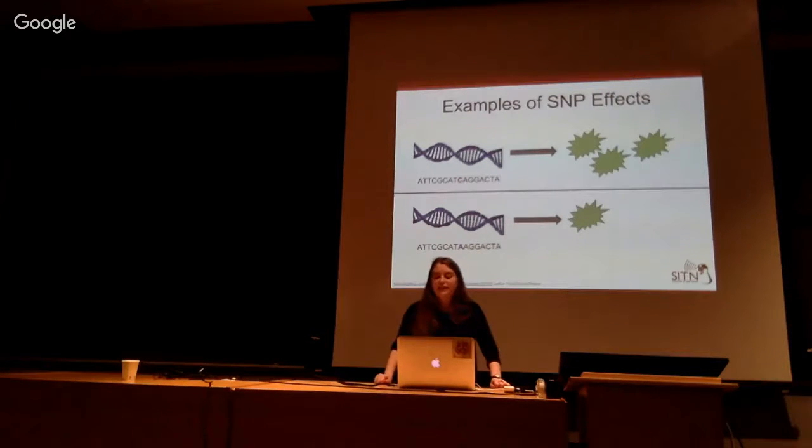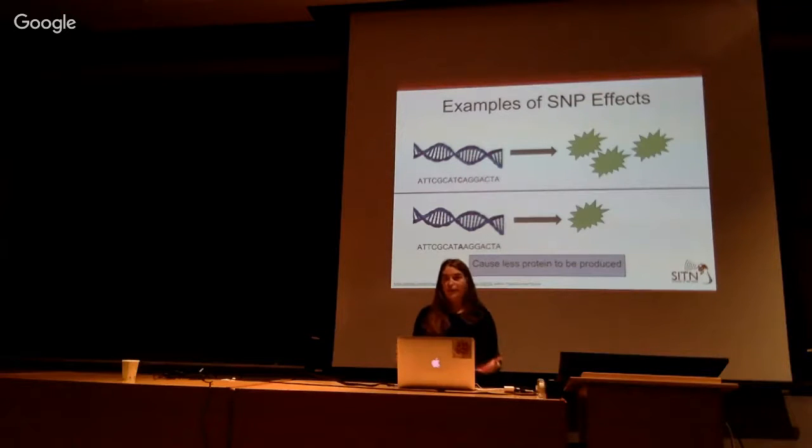Another example is that you might decrease the amount of a protein being produced. So up top, we had 3 copies of green protein floating around, but the people who had an A instead of a C now only have 1. So pretty straightforward, causing less protein to be produced. And you could probably guess that you might also cause more protein to be produced, right? So first we had 3 green proteins, and now we have 5.